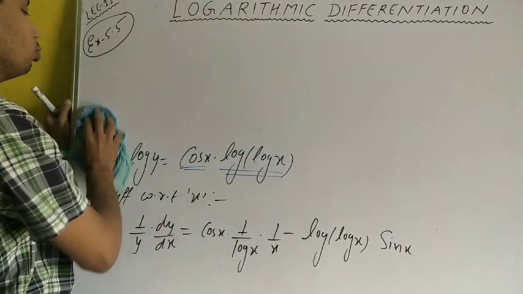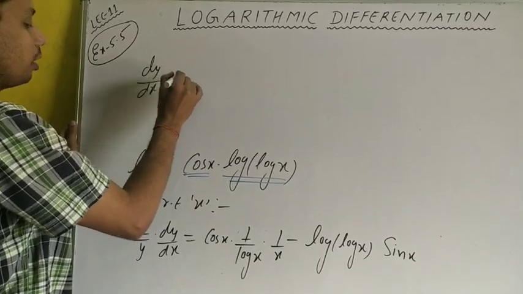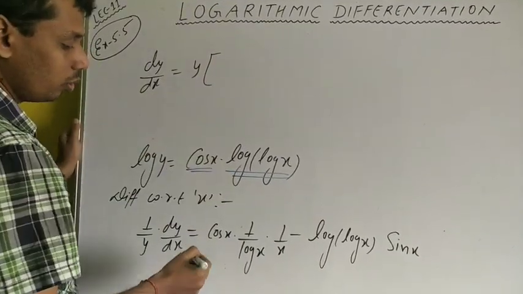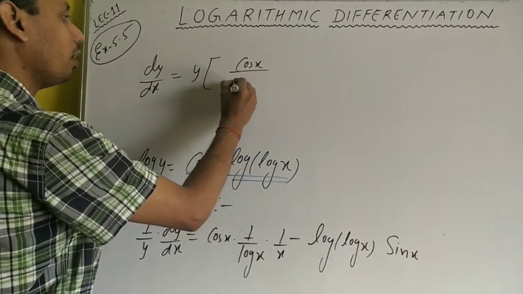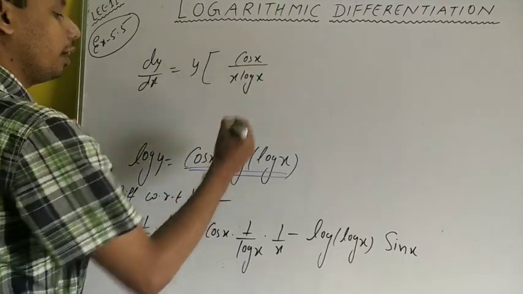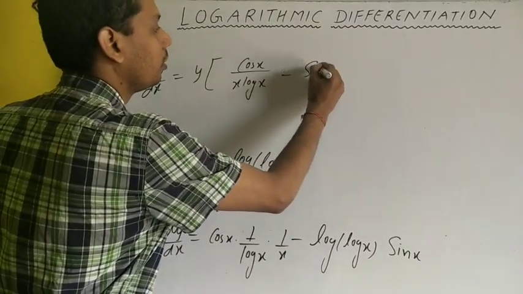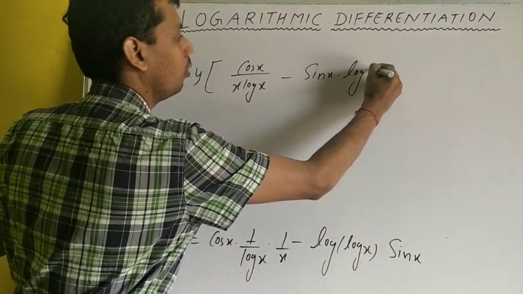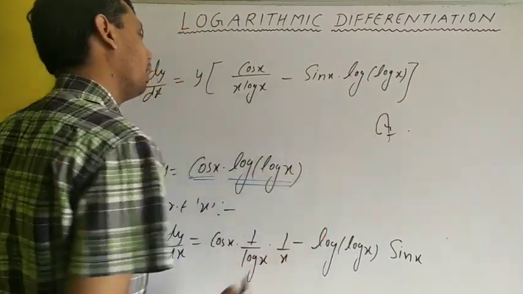Now here we have differentiated the given function, so the value of this dy by dx will be equals to what? Let us simplify this. This dy by dx is equals to y into cos x upon x log x, minus sin x into log of log x. This is the required answer.